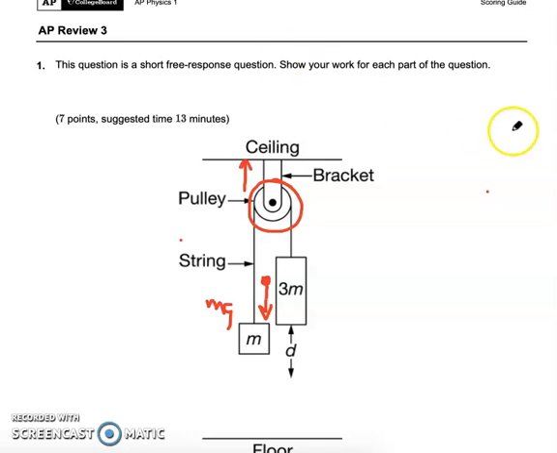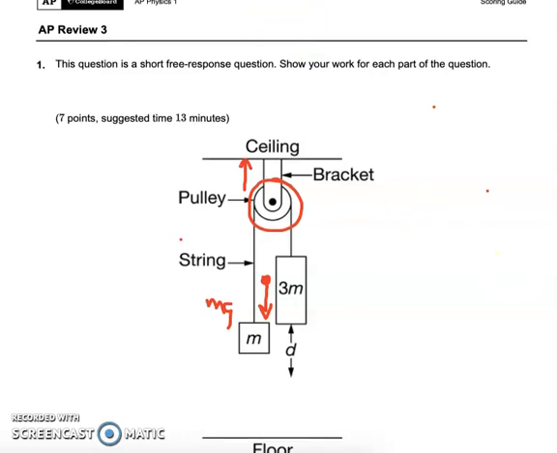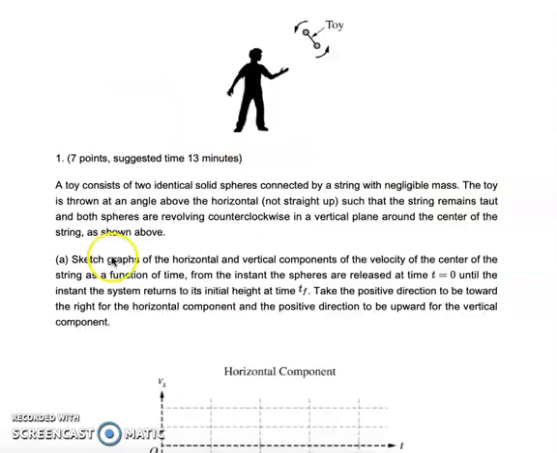Okay, so let's move on to the next problem, which is really just a free fall problem. All right, so here's another 7-point problem, 13 minutes.